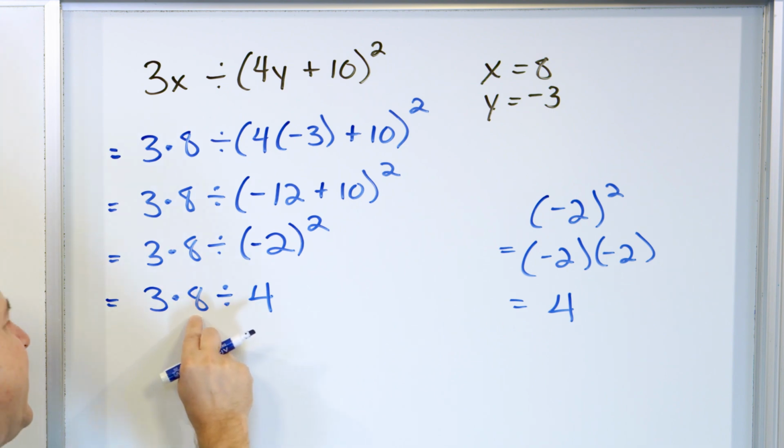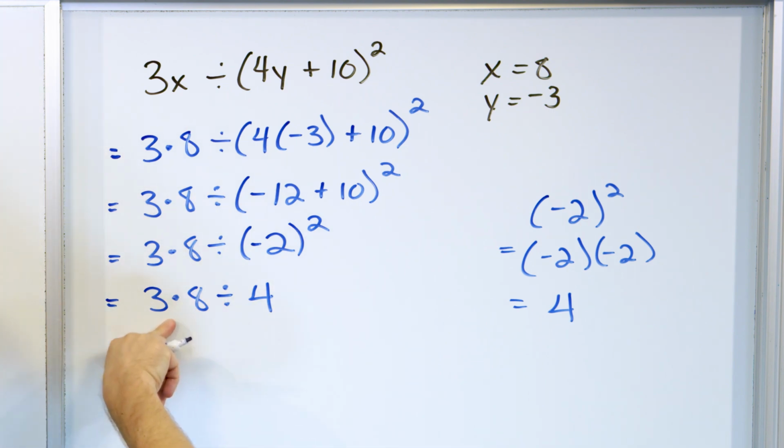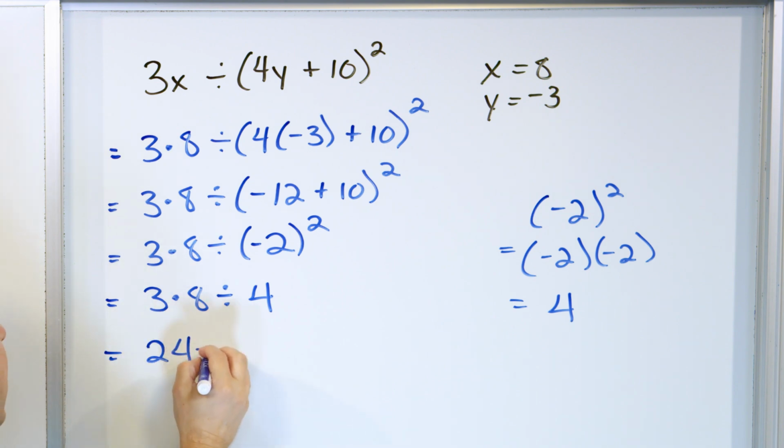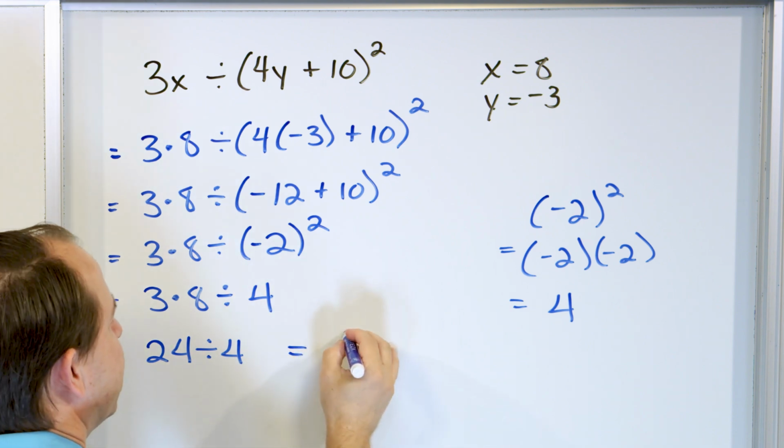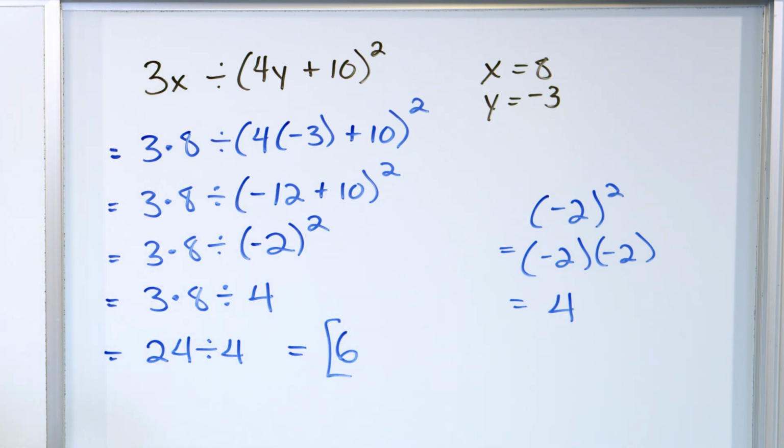So now you have multiplication and division, and they're at the same level, so you go left to right. First, do 3 times 8, which is 24. And then you'll do that dividing by 4 in the last step. 24 divided by 4 is 6, positive 6, and so the answer is positive 6.